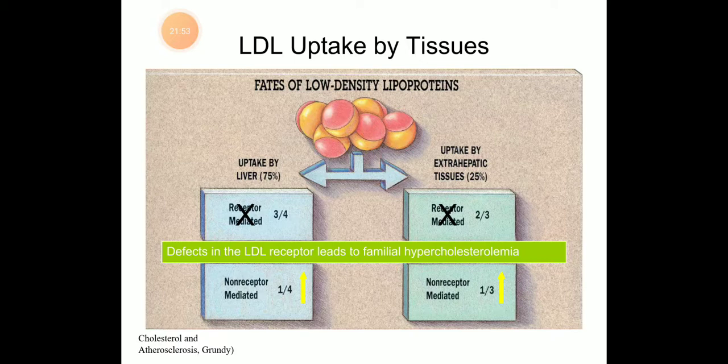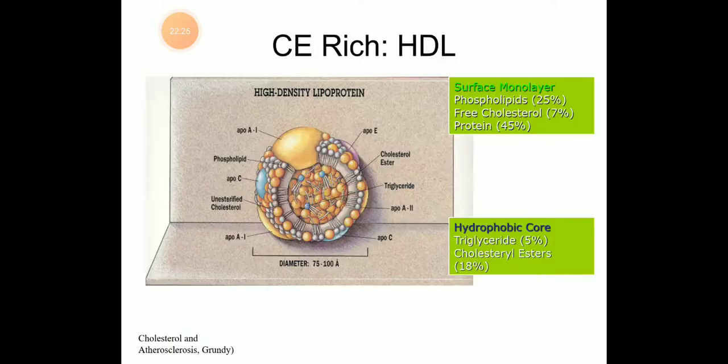Defects in the LDL receptor lead to familial hypercholesterolemia, and this is basically a kind of disease. Normally the different types of hypercholesterolemia can be classified into two types, primary and secondary. Secondary is due to some secondary reasons which lead to hypercholesterolemia, while the primary one is mostly due to some genetic factors, and there are 5 types of primary hypercholesterolemia existing in clinical practice.